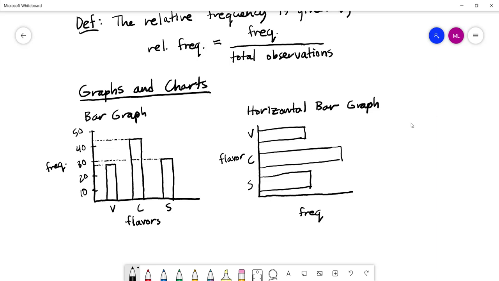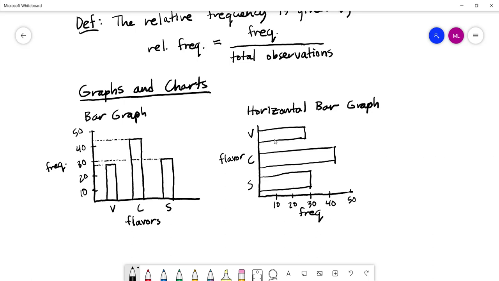Again, the heights of these bars would need to correspond to the frequencies. I'd need to put in the different values here. So 10, 20, 30, 40, 50. Maybe I made that bar a little too big. Something like that. So there's our 50, 40, 30, 20, 10. So we'd include those labels. The point is we just want this graph to be something that's readable.